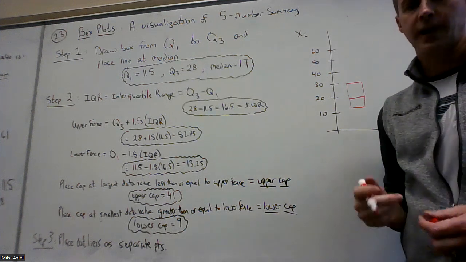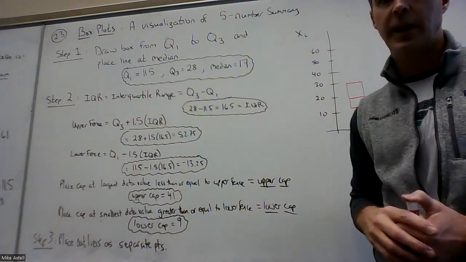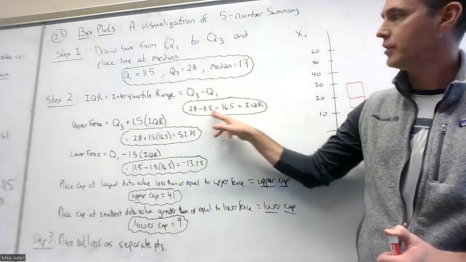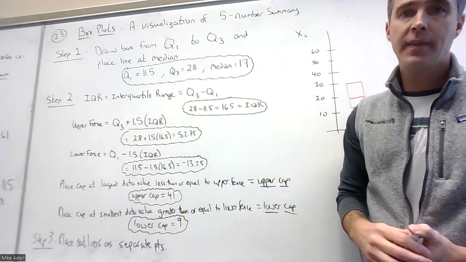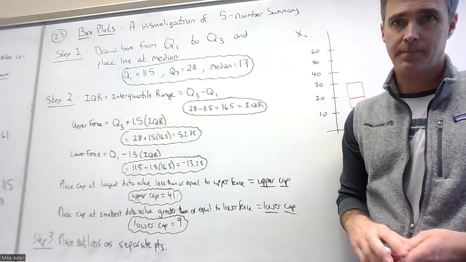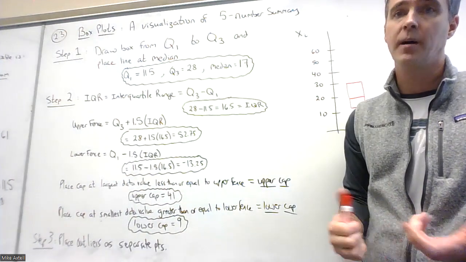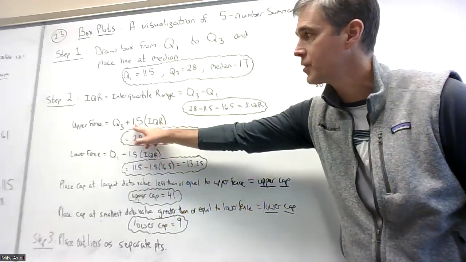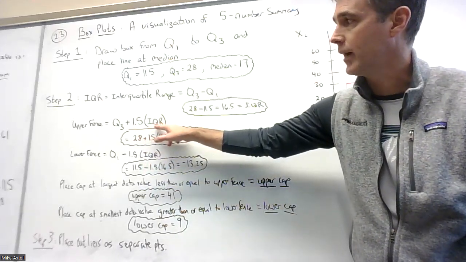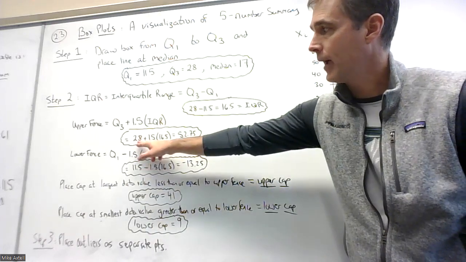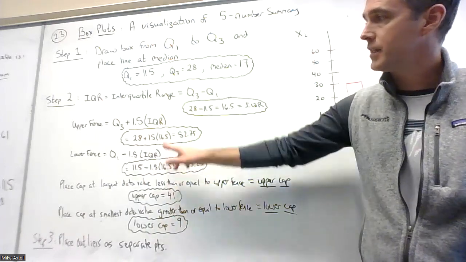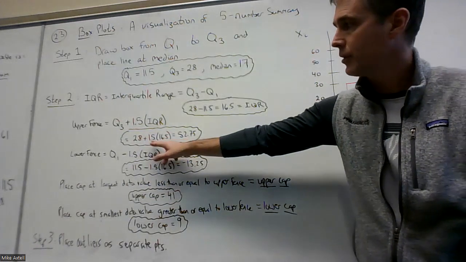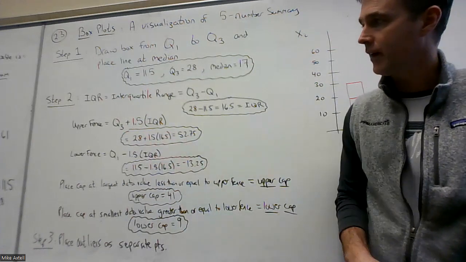Step 2, this is sort of the lengthy computation side. First I'm going to calculate the interquartile range. That's the distance between the third and the first quartile, which I do, and I get 16.5. And then I'm going to figure out upper and lower caps. Now, to get the upper cap, I first need to figure out the upper fence. So the upper fence, by definition, is the third quartile plus 1.5 times the interquartile range. So in our example, I had 28 for the third quartile, 16.5 for my interquartile range, and 28 plus 1.5 times 16.5 gives me 52.75.